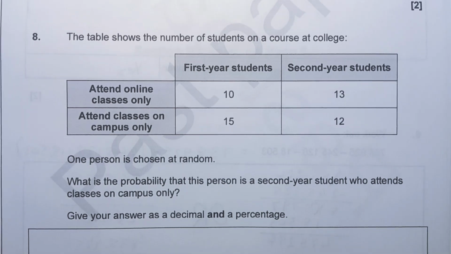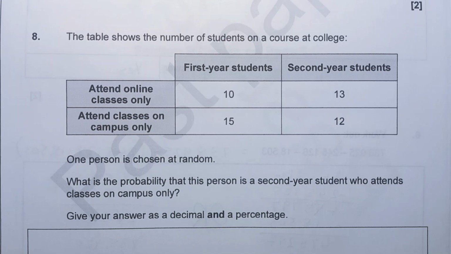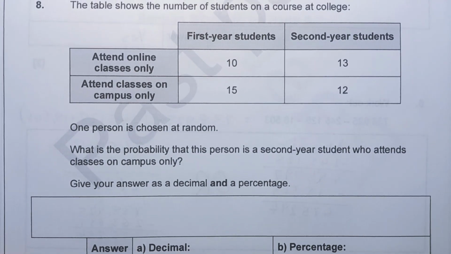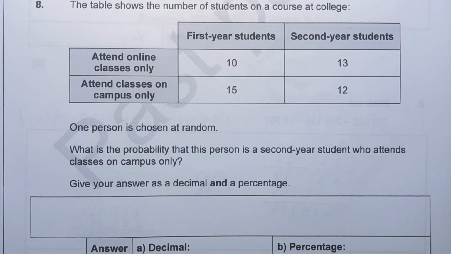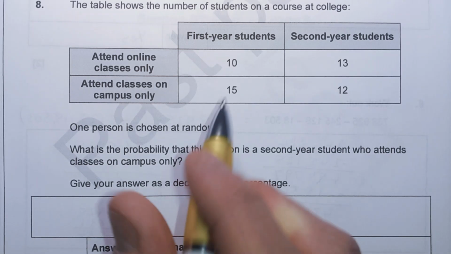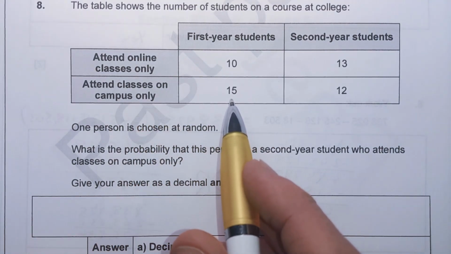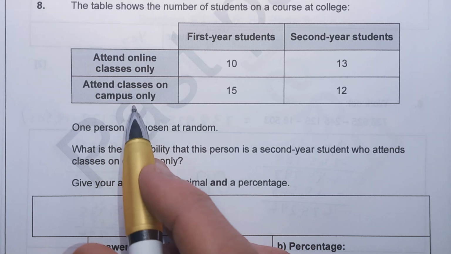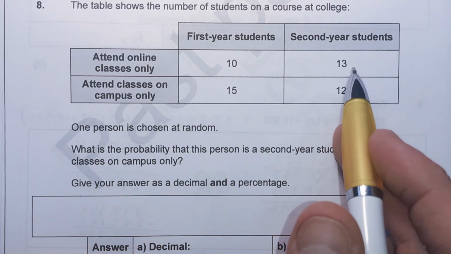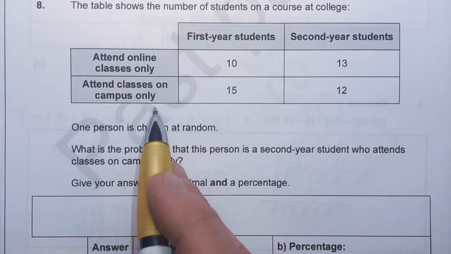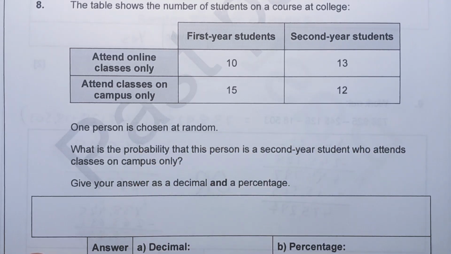And question 8. So let's move this up so we can try and get the whole question in. Just about. The table shows the number of students on a course at college. So we've got 10 first year students attended online classes only, and 15 first year students attended classes on campus only. Then we've got 13 second year students that attended online classes only, and 12 second year students that attended classes on campus only. One person is chosen at random.